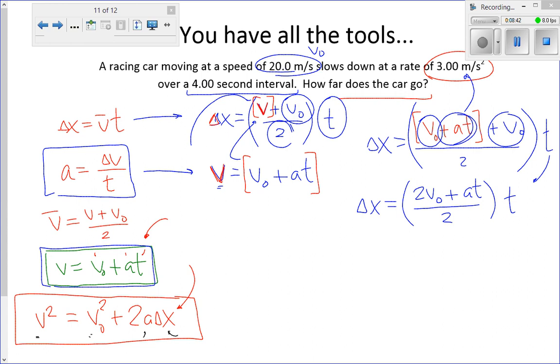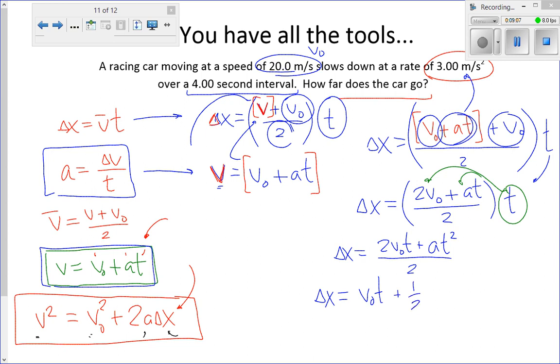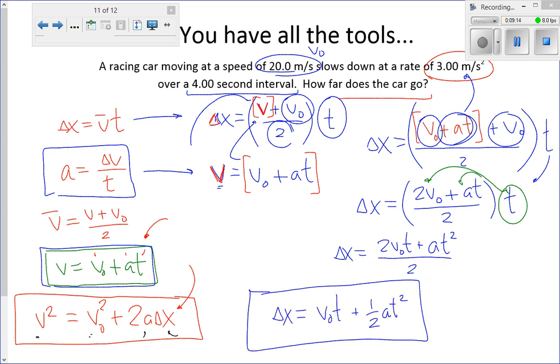I'll distribute that t through there. We get delta x is 2 v naught t plus a times t squared, right? We're taking the t and multiplying by each term. And then we divide by 2. We simplify and divide both terms by 2, and we get v naught t plus 1/2 times a t squared. And there, my friends, is a third equation.